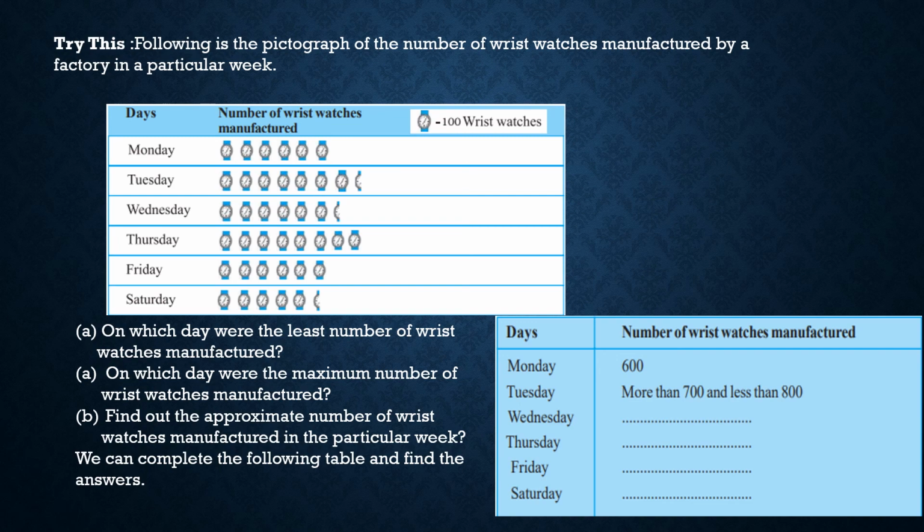Tuesday, there are 7 pictures and one more half picture is also shown. Therefore, we can say that more than 700 and less than 800 wristwatches were manufactured on Tuesday. Similarly, on Wednesday, there are 6 pictures and one half is also given. Therefore, the number of wristwatches manufactured on Wednesday is between 600 and 700. Similarly, we can complete the remaining table also.